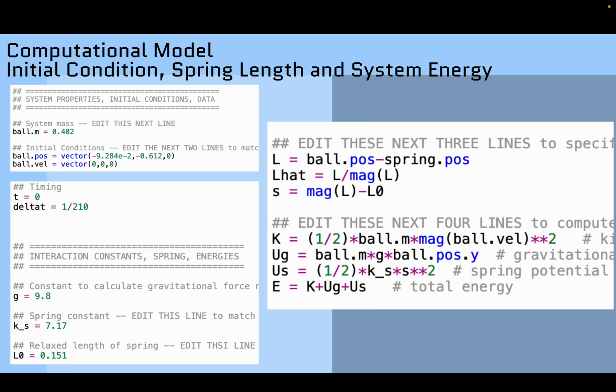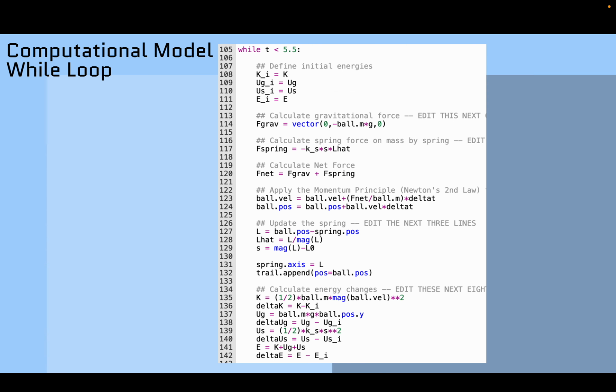0.151 meter. I input that as an initial condition in the computational model, as you can see in the left two screenshots, and the right screenshot is the lines for spring length and system energy.